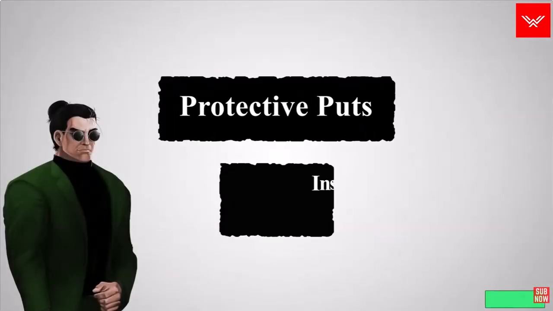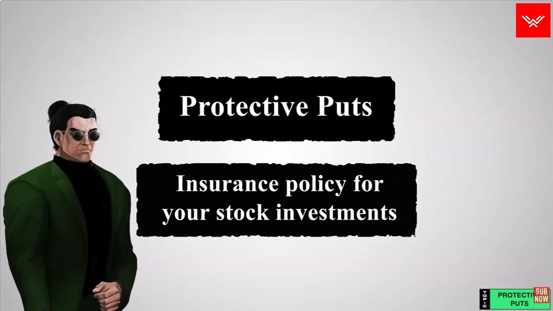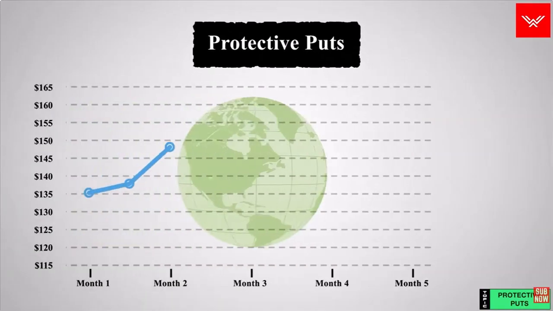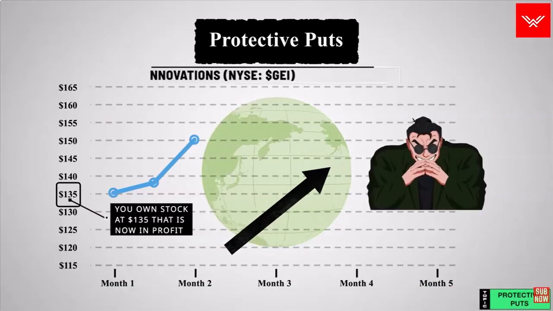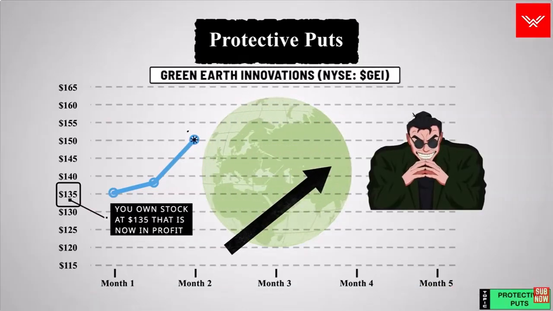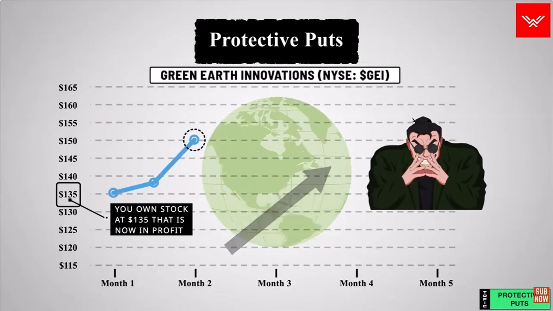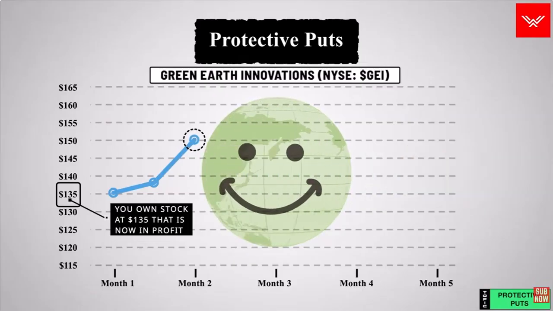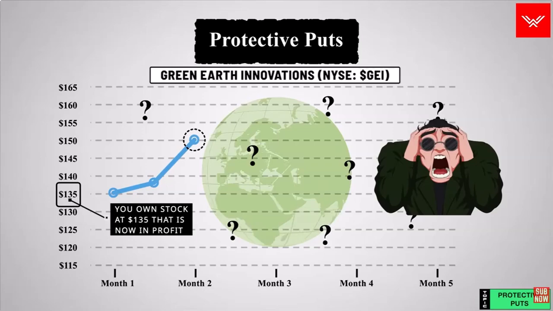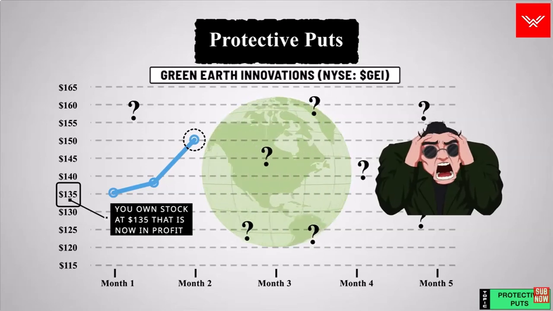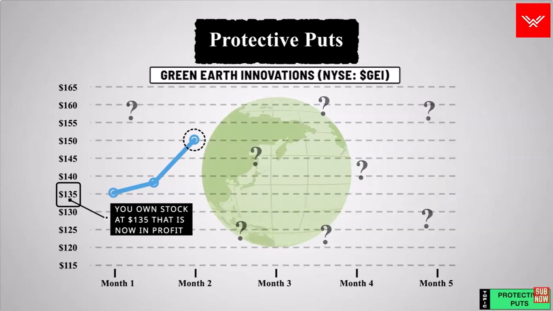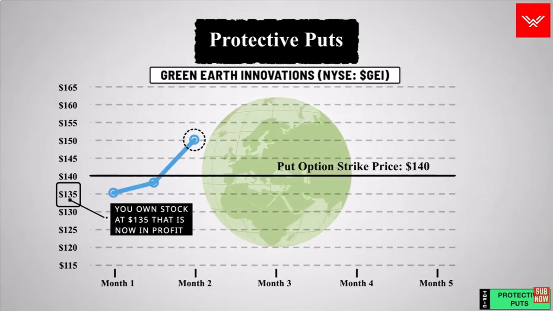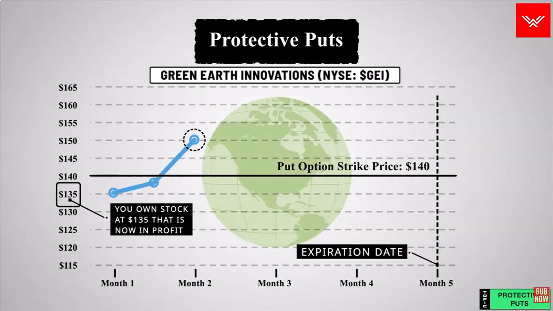Protective puts. The protective puts strategy serves as an insurance policy for your stock investments. Imagine you've seen considerable gains on your shares of Green Earth Innovations, now valued at $150 each. While you're optimistic about the future, you're wary of upcoming market volatility that could erase your hard-earned gains. To safeguard your position, you buy a put option with a strike price of $140, expiring in 3 months, for a premium of $5 per share.